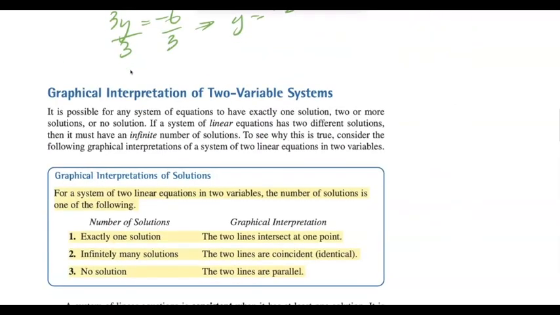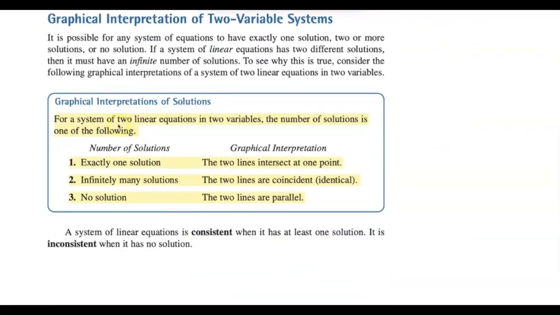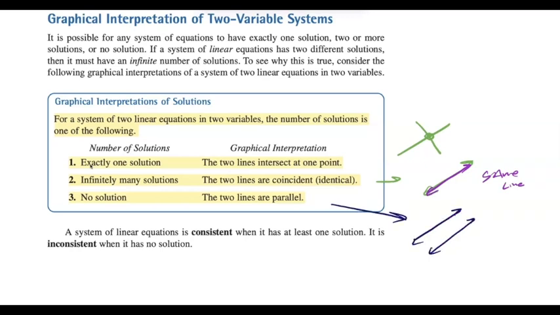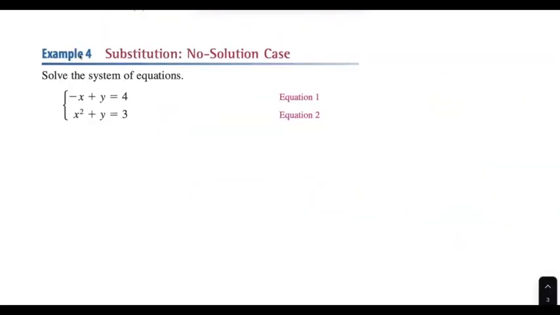Okay, what happens when you solve two linear equations? You could either have one exact solution, that's where they cross. You could have infinitely many solutions, where it's the same line. Or they could be parallel, two lines that never cross. The way we remember things are parallel is they have the same slope. And how do you know when they cross? They have different slopes. Let's see what happens when we have a no solution case.